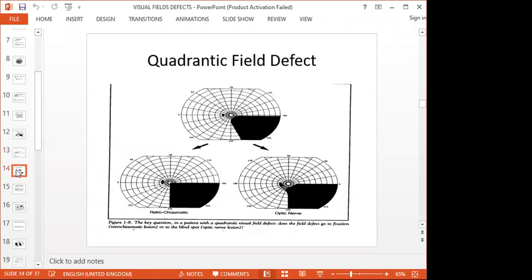Quadrantic field defects: it's a quadrant, one quarter. But where are they going? This one is going to fixation. This is the center. This one hasn't reached there. This one is going round.